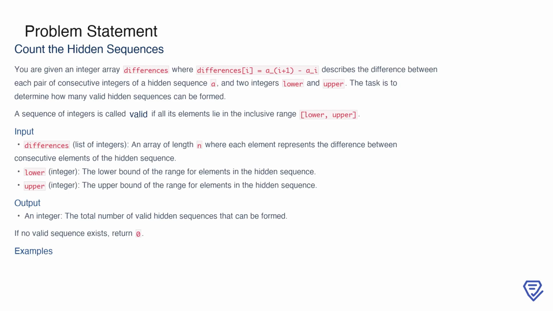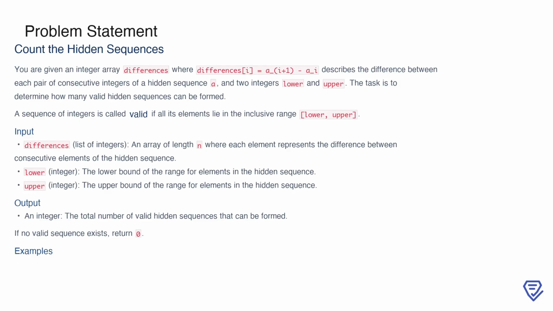In this problem, we're tasked with finding the number of valid hidden sequences that can be formed from a given array of differences and a specified range. The array, called differences, represents the difference between consecutive elements in the hidden sequence. For example, if the difference between two consecutive elements is given as 2, it means the next element in the sequence is 2 greater than the current one.